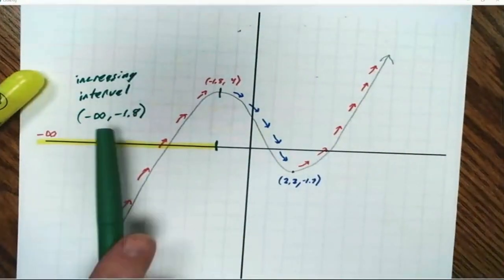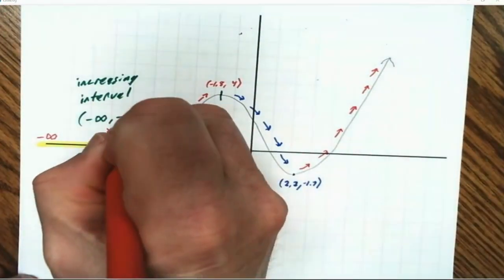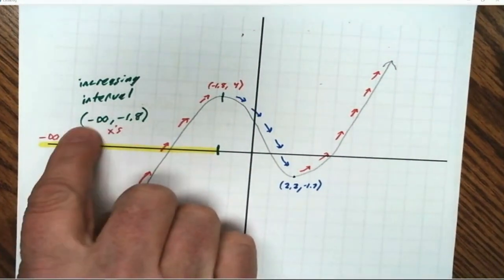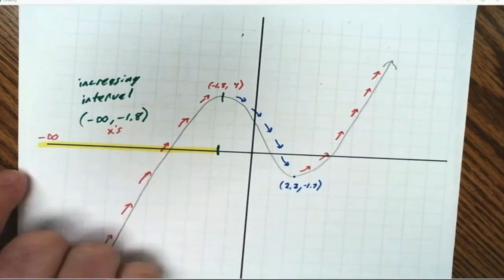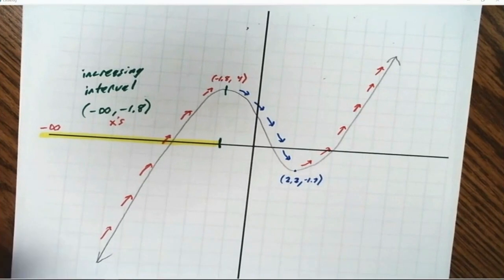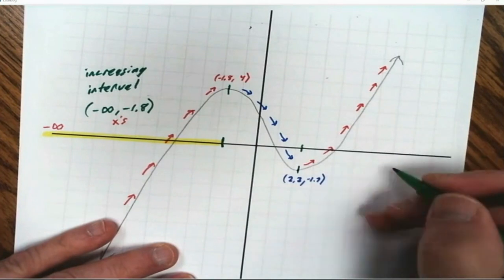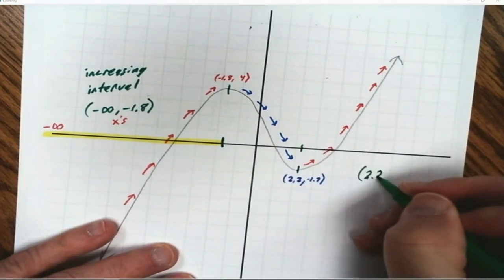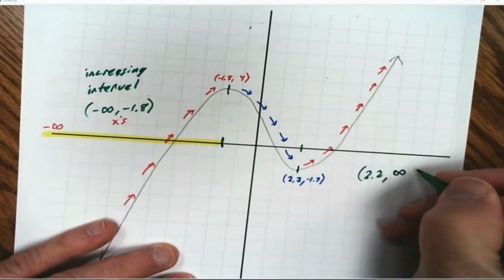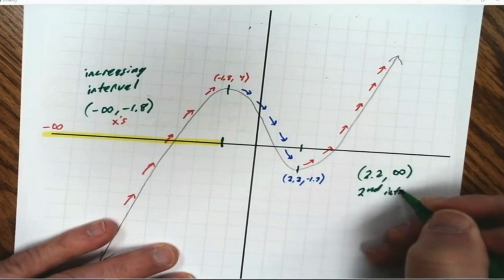So the interval is the x values. You're giving me the boundary starting here and ending here for all of those x's. This is increasing. However, we said there's two increasing intervals. So it also, starting right here, starting at 2.2, it's also increasing, and it increases forever. This is a second interval of increase.